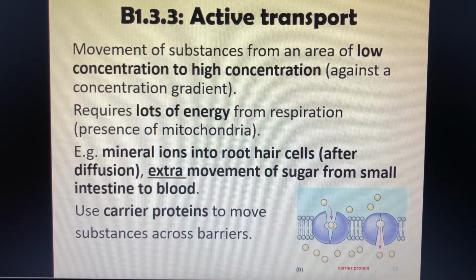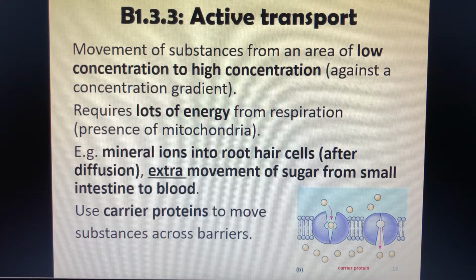Active transport, our last movement of molecules. So we've got this one, I call it the greedy one. We've already got lots of a substance, but we want that last remaining bit that's away from us. And it's movement from a low concentration to a high concentration. And we say that is against the concentration gradient. It requires lots of energy, and the energy comes from respiration, which, as we know, takes place in the mitochondria.